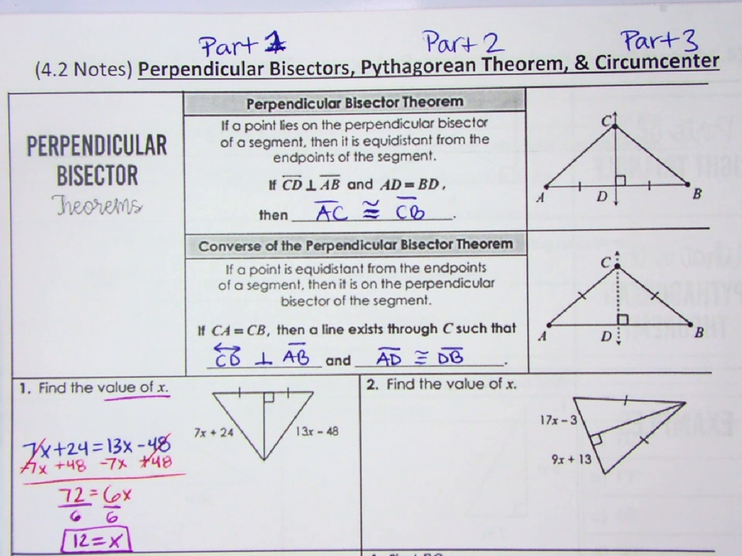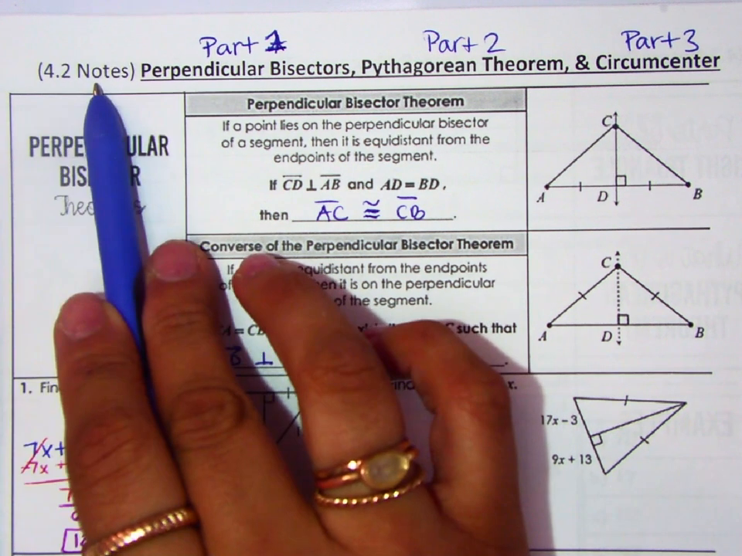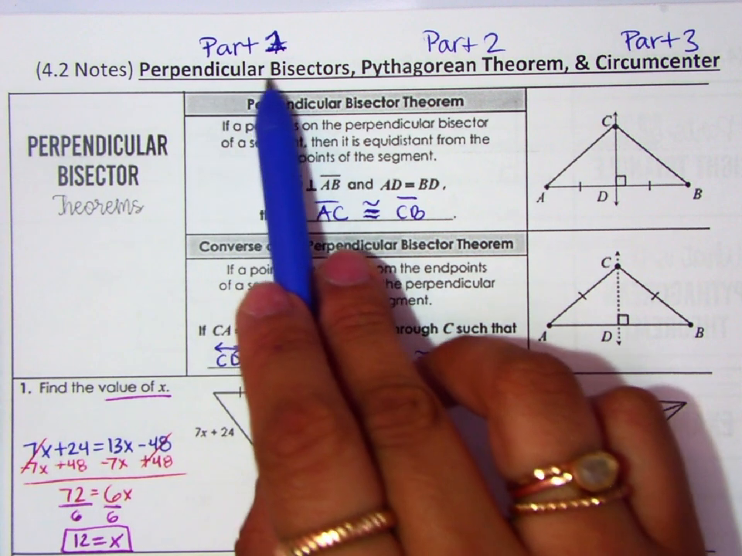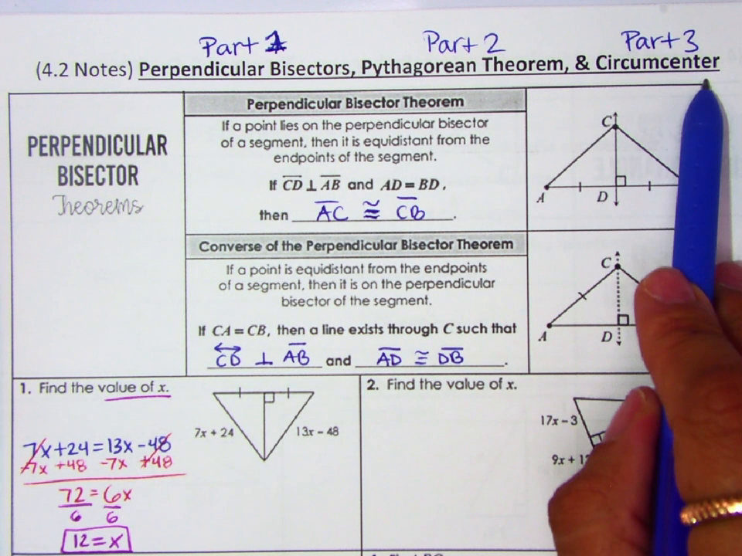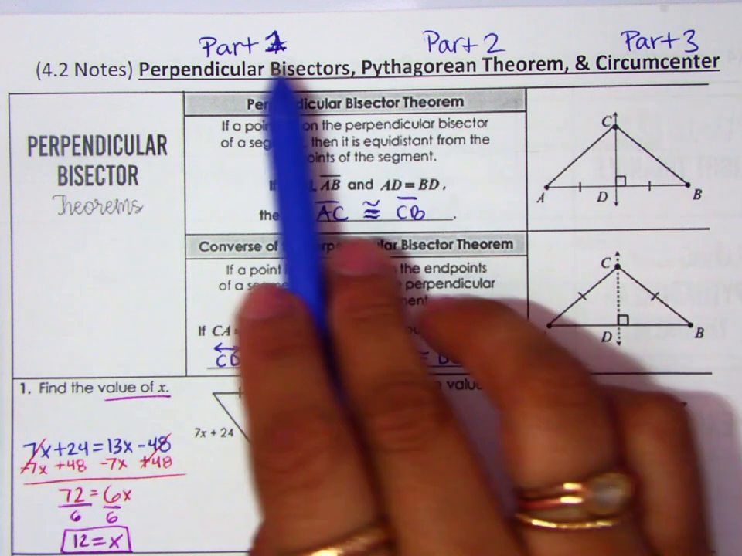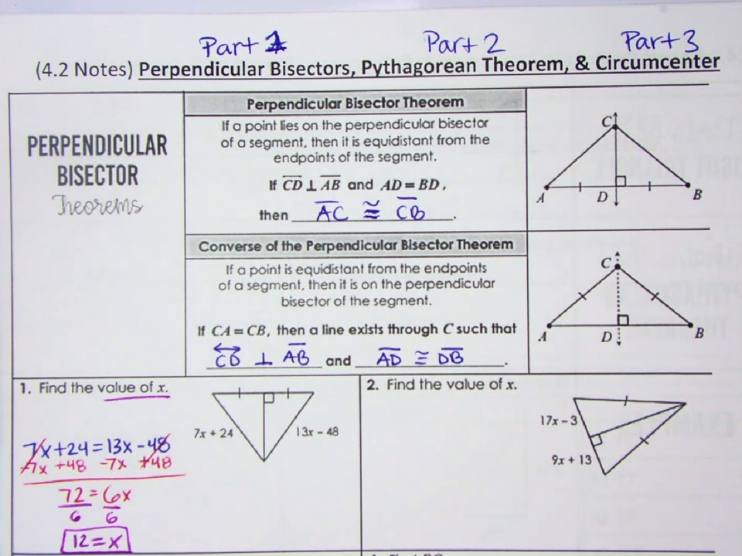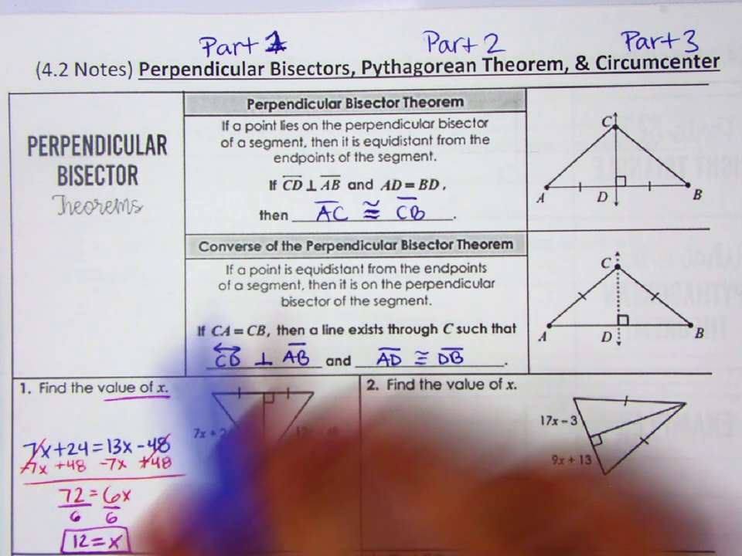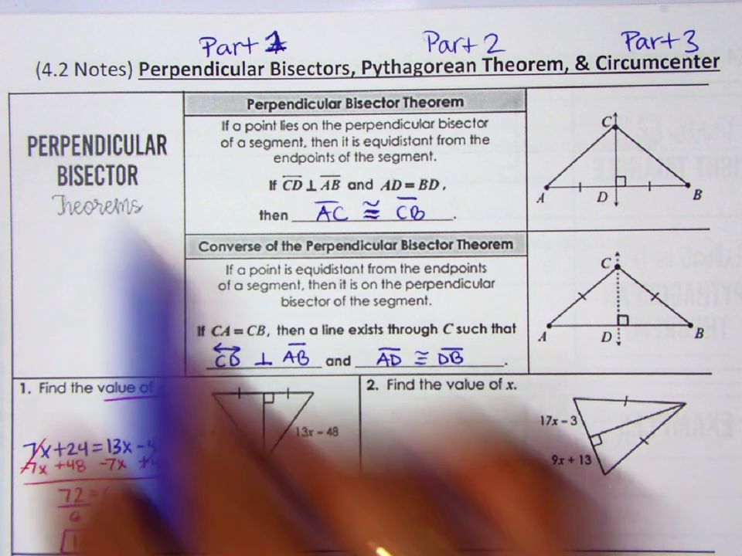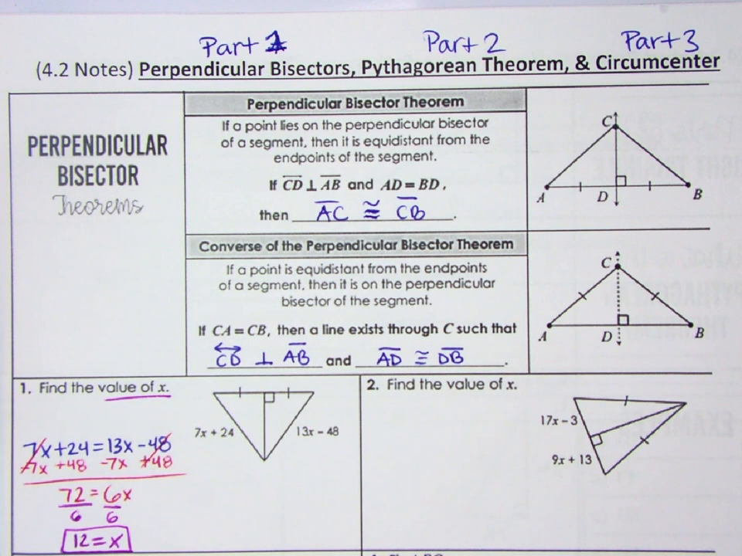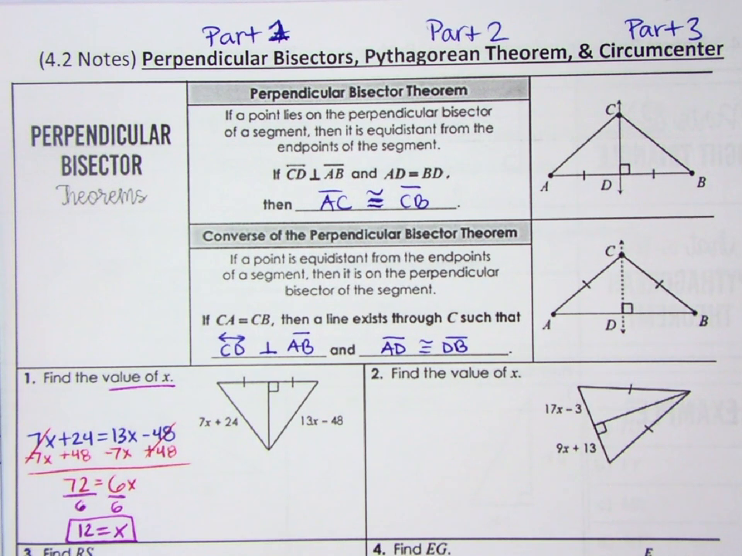All right, hey students, I'm going to go over the notes 4.2, and it's about perpendicular bisectors, Pythagorean theorem, and circumcenter. So to make these videos short, I'm going to break it down into 3 parts. So make sure you watch all 3 videos to go over all of these notes. The first video is about discussing what perpendicular bisectors are and what theorems, what rules are there about them.